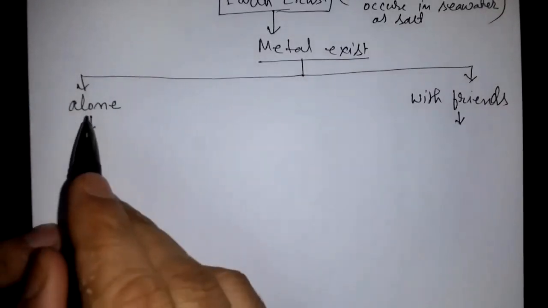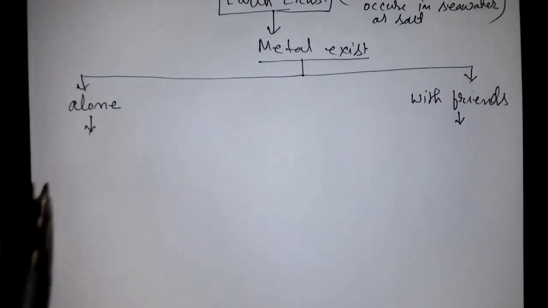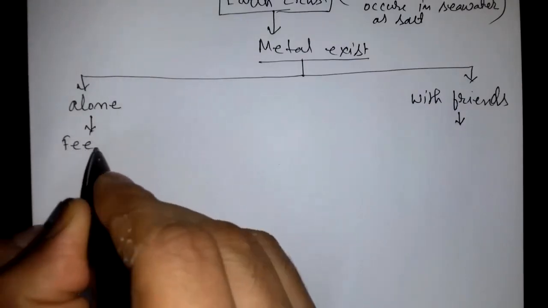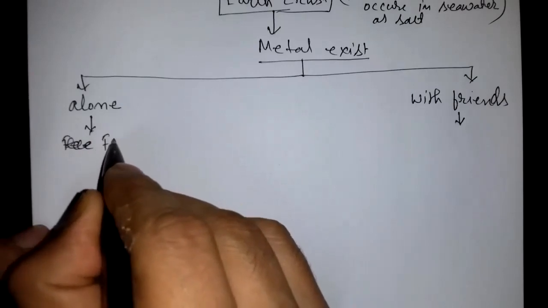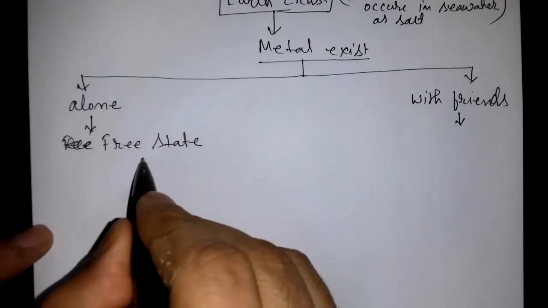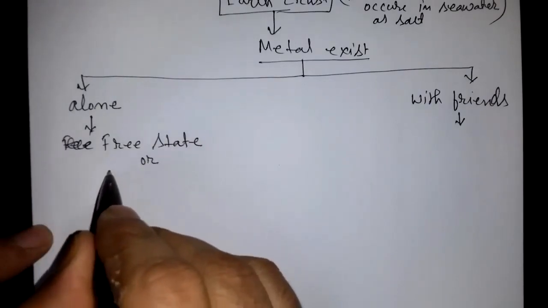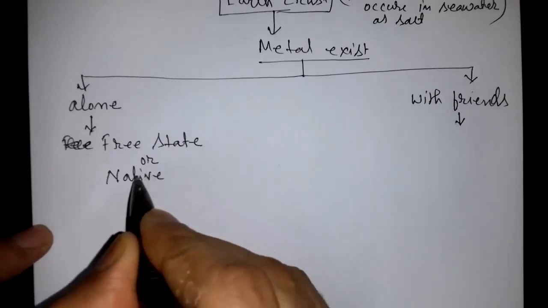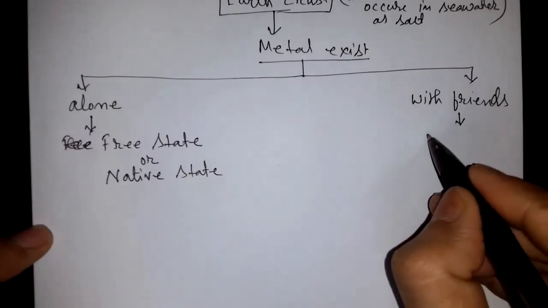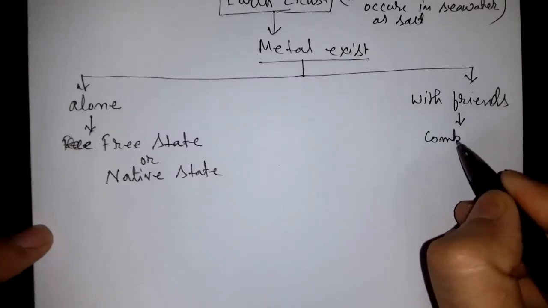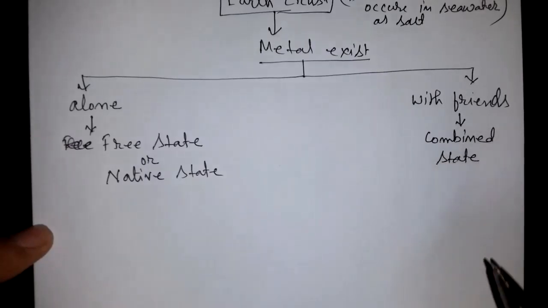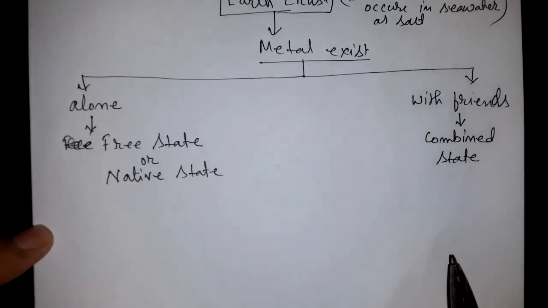Now, when we say metal is alone, in chemistry there is a proper wording for this. That means metal is existing in free state. That is the meaning of alone. Free state is also sometimes called native state. And when metal is with a friend, this is called combined state. Metal exists or occurs in combined state. Combined state means metal will not be alone, it will be with the friend called non-metal.